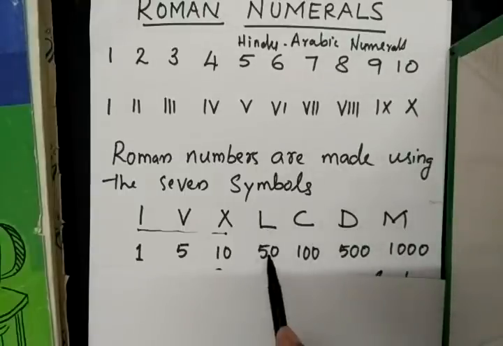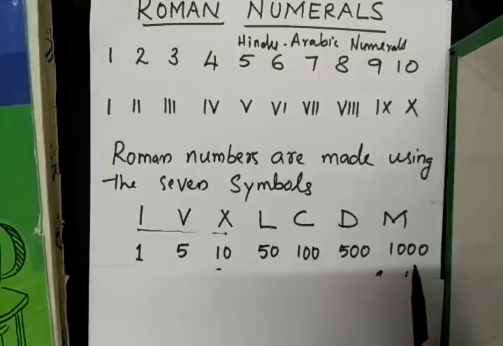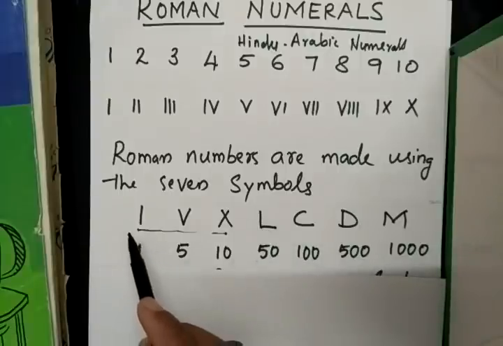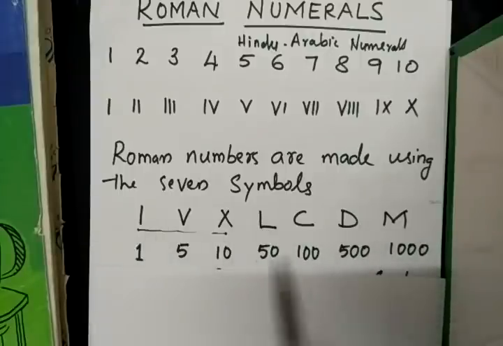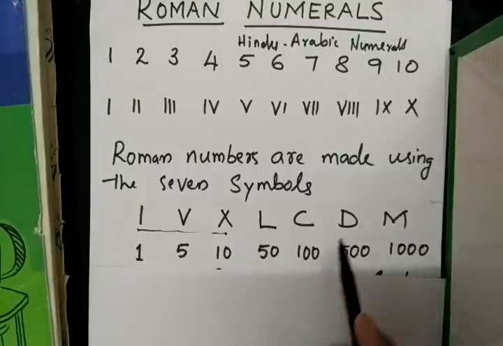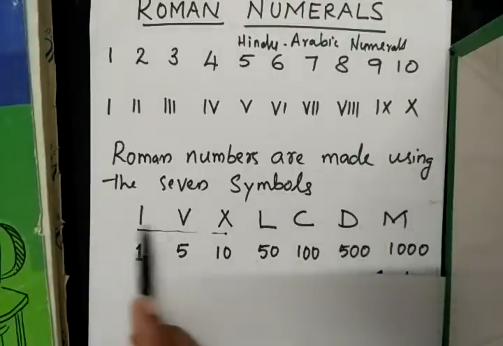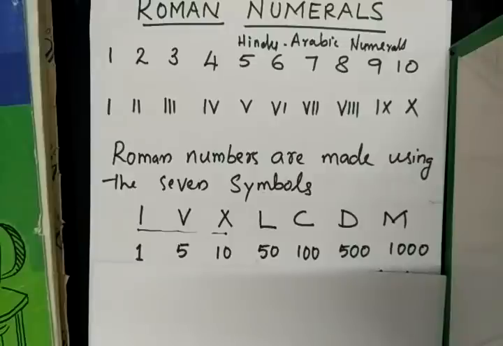L, C, D, M: 50, 100, 500, 1000. Correct? Hope you understood it. Okay. So, in Roman numbers, these letters represent each of those numbers. L represents 50, C 100, D 500, M 1000. Using these 7 symbols, we can write every number in Roman numerals by following some rules.